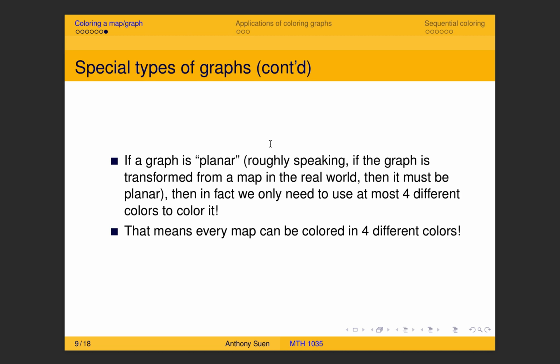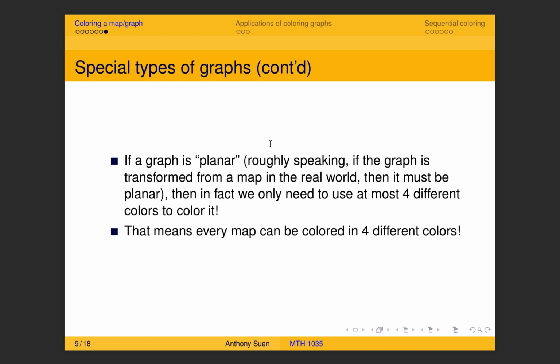Now, on the other hand, if we have a graph which is planar, what is the meaning of planar? Roughly speaking, you can think of a planar graph as a graph which can be obtained from a map in the real world. As I said at the very beginning, how can you get a graph from a map? You just use a vertex for each region, and if 2 regions are adjacent to each other, you put an edge. Then you can always get a graph from a map. If the graph is obtained from a map in the real world, then it must be planar. So roughly speaking, those are the graphs that you obtain from maps.